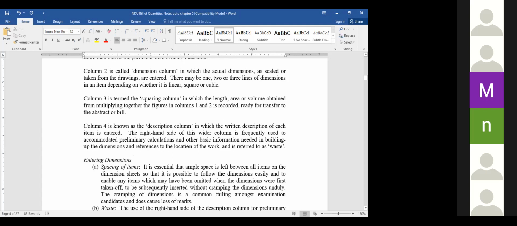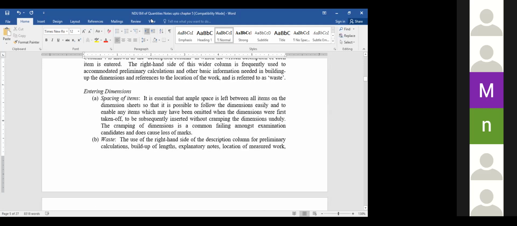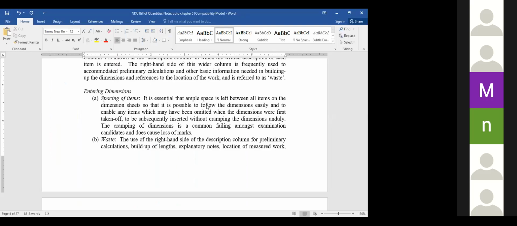Okay, so now how do we enter our dimensions? Entering of dimensions. The first thing is you need to be able to space your work. So I'm going to just run through this and explain it as we're looking through. So we come back to our whiteboard. The reason for spacing your work is to have orderly working.